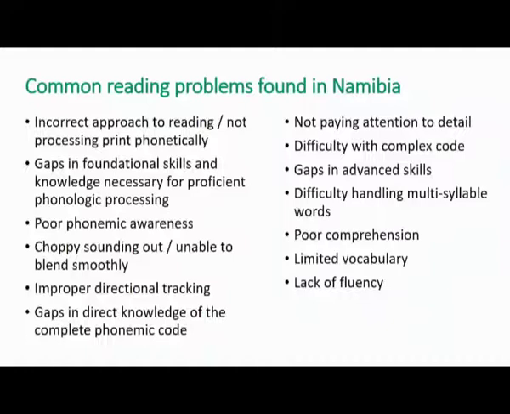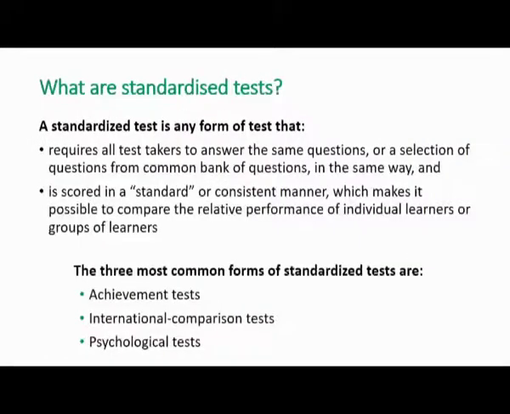Then there are some common reading problems that are found in our country. You need to be able to list the common reading problems that are found. All of these listed here, such as an incorrect approach to reading or not processing print phonetically, poor phonemic awareness, improper directional tracking, limited vocabulary, poor comprehension. You need to be able to list a few of these common reading problems in Namibia.